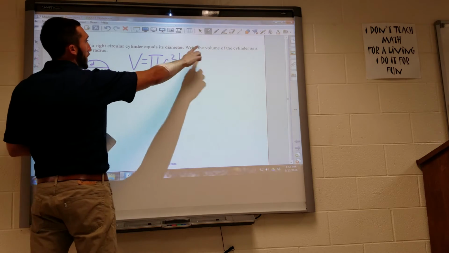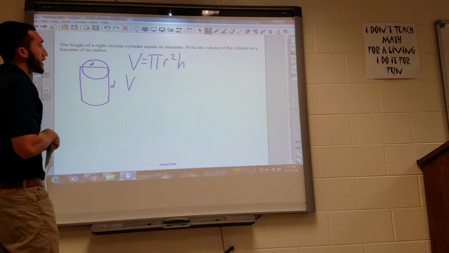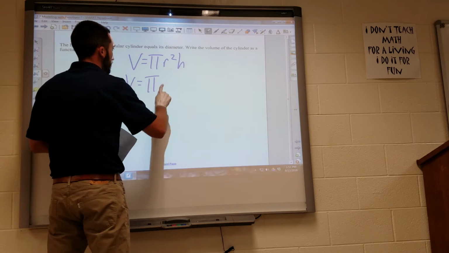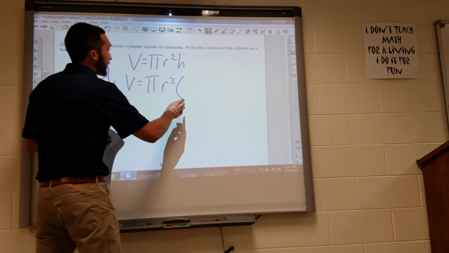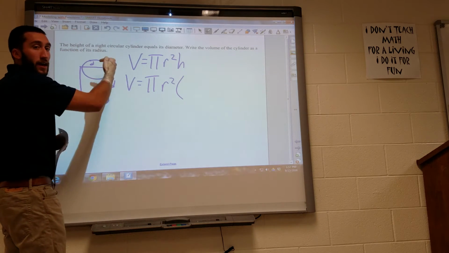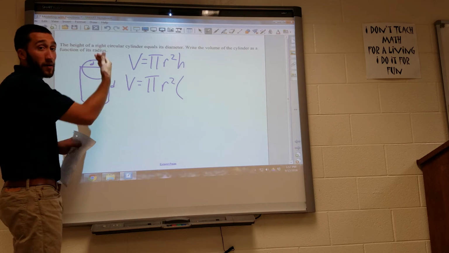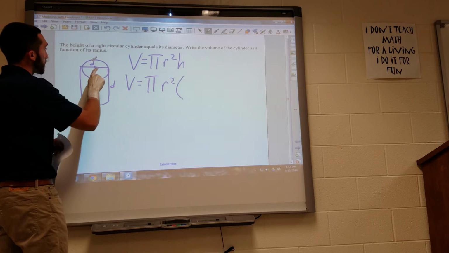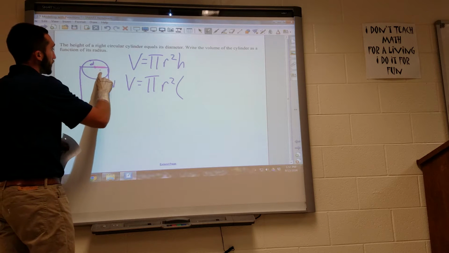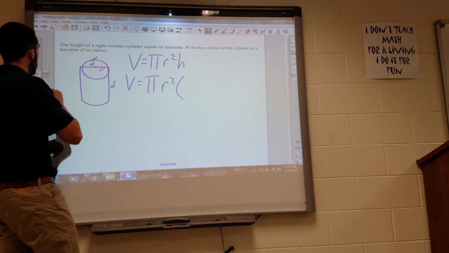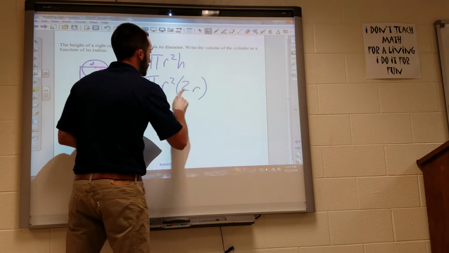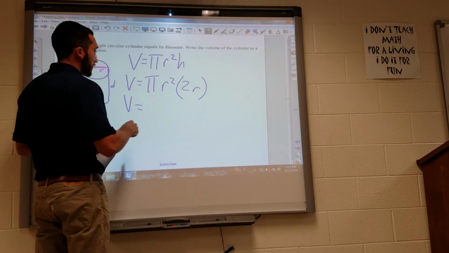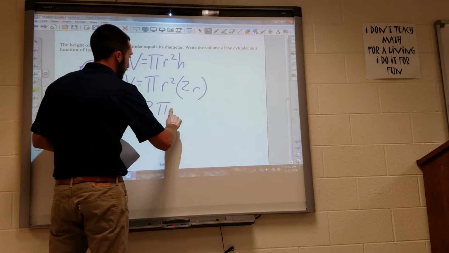So they want the volume only as a function of its radius, so that must mean the volume equals pi r squared. And then instead of h, the height, I know the height equals the diameter. And since the diameter is 2 times the radius, right, the radius being half the distance across, then I can plug in 2r. So my volume equals, and if I simplify, 2 pi r cubed.